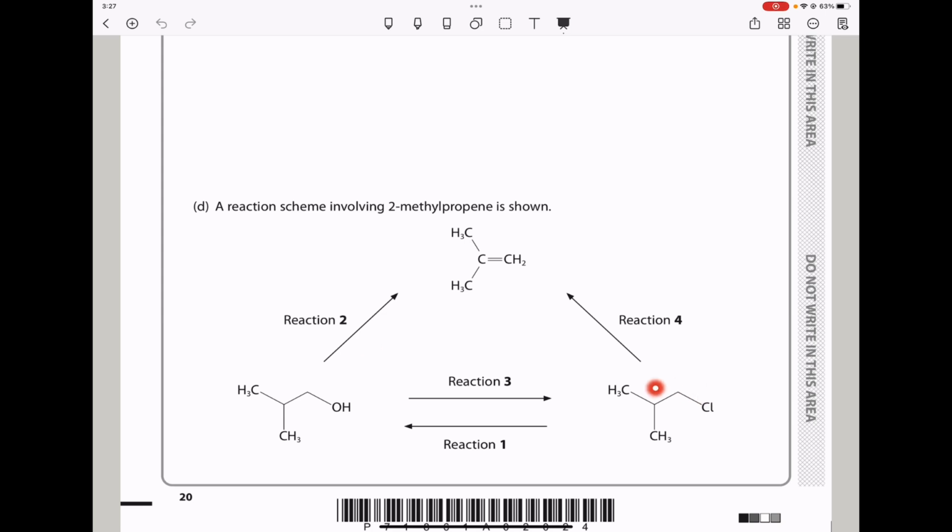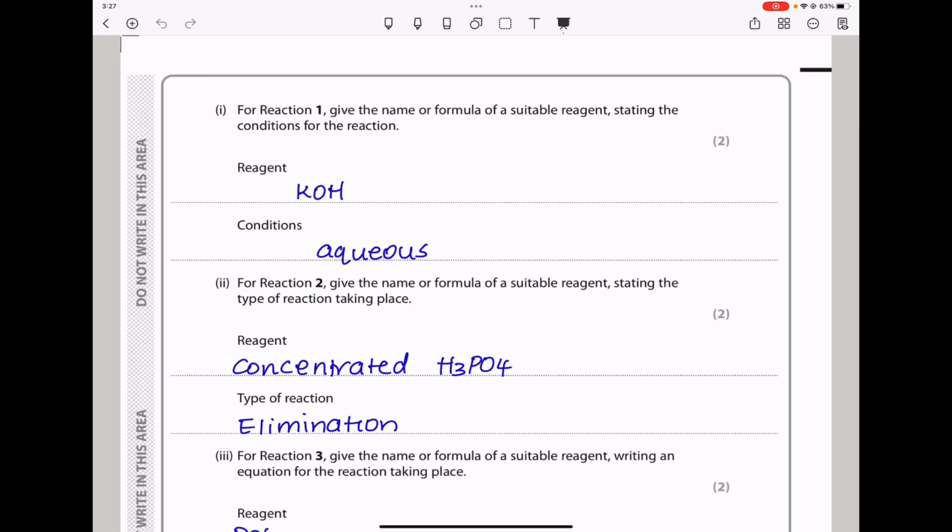And then we can see halogenoalkane converted to alkene. This is going to be reaction with potassium hydroxide in alcoholic conditions. And then reaction 3, converting an alcohol to a halogenoalkane. This could be PCl5 being used.